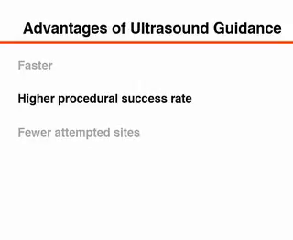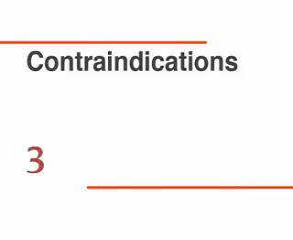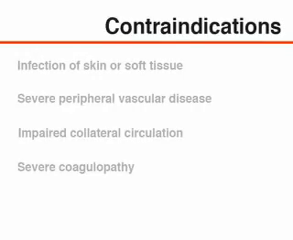Also, successful insertion is achieved after fewer attempts, which means that there are fewer attempted sites of insertion, thereby minimizing patient discomfort. There are no contraindications to the use of ultrasound guidance. However, radial arterial catheterization is contraindicated in patients with infection of the skin or soft tissue at the insertion site, severe peripheral vascular disease, impaired collateral circulation, or severe coagulopathy.